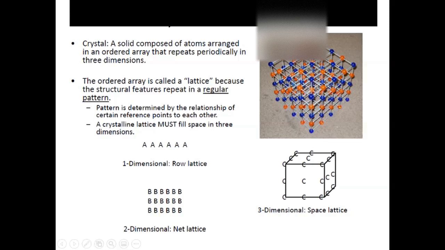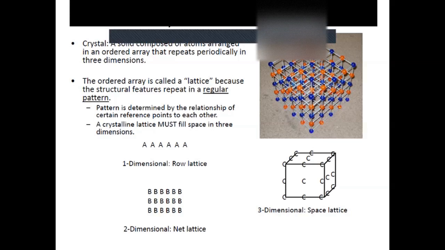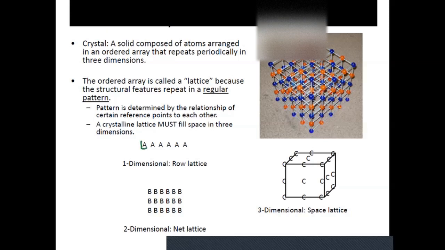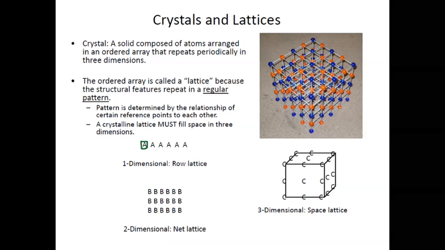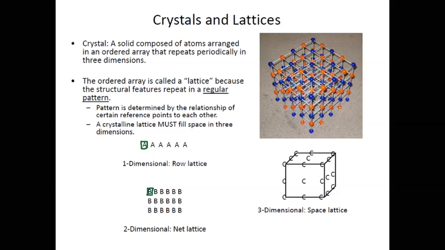And for a crystalline lattice, it must fill 3-dimensional space. And so we have different types of lattices. We have a one-dimensional lattice, which is a row lattice. So here the individual A is what gets repeated in 1 dimension. So the A gets repeated to infinity in a one-dimensional row lattice. In a 2-dimensional lattice, the repeat unit, in this case, is a B. It gets repeated in 2 dimensions. And it's referred to as a net lattice.